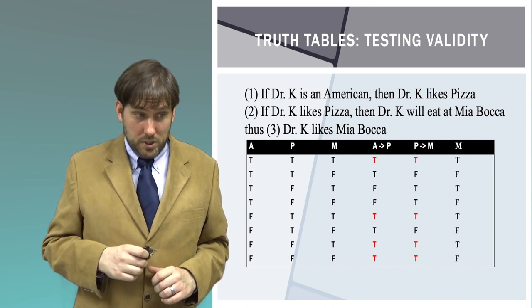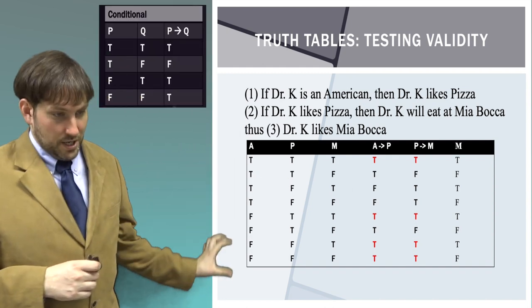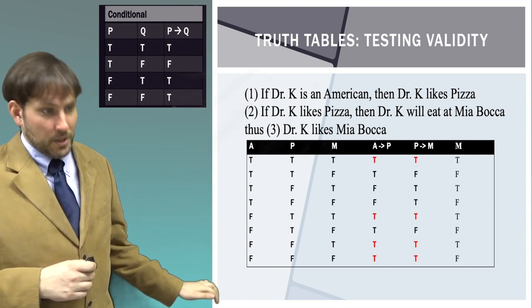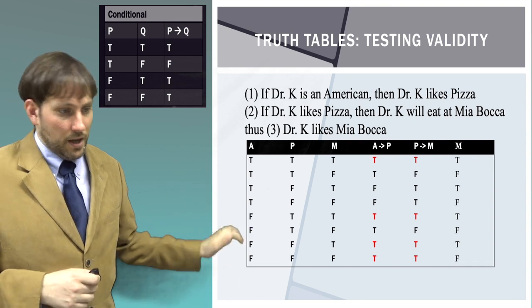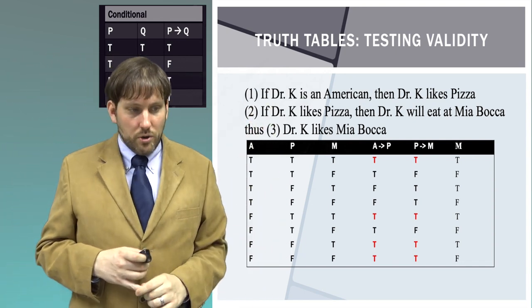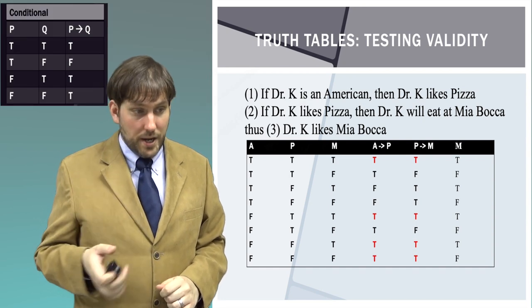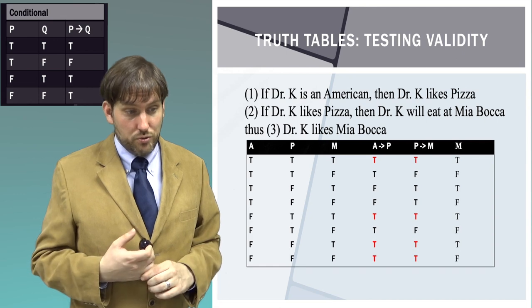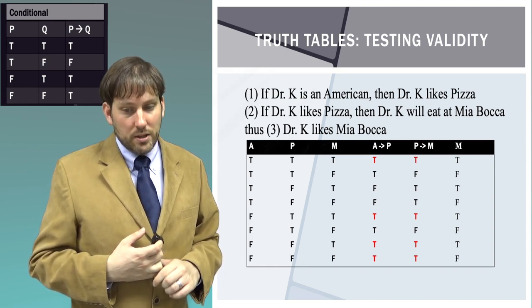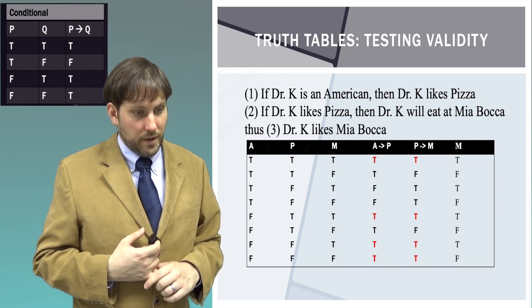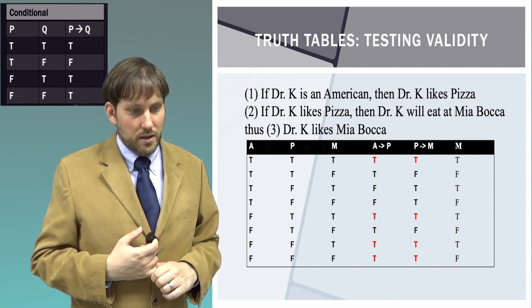But let's look at this one. So again, we fill out the left-hand side same way as we did before. So we get T, T, T, T, F, F, F, F, T, T, F, F, T, T, F, F, T, F, T, F, T, F, T, F. Then we're going to get A implies P. It's going to be true when the left-hand side and the right-hand side are true, or when the left-hand side is false. So that's going to give us T, T, F, F, T, T, T, T.